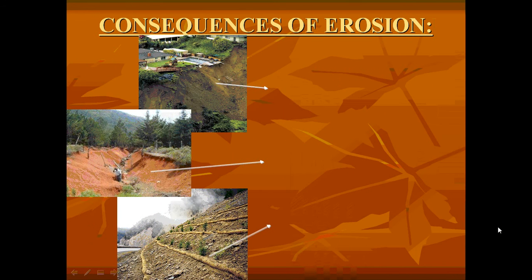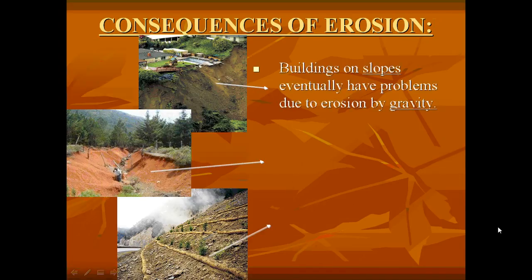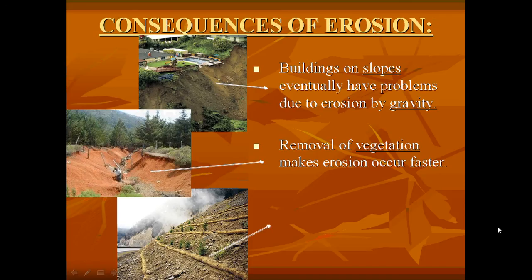Consequences of erosion. Building on a slope, eventually you'll have problems due to erosion by gravity, as you can see in the first picture. The second picture is showing removal of vegetation can make erosion occur faster because you don't have the roots of the plants holding that sediment in place.